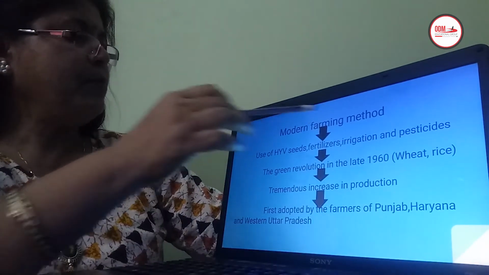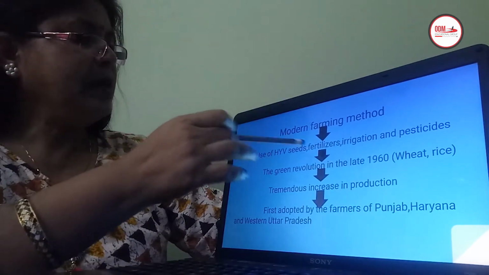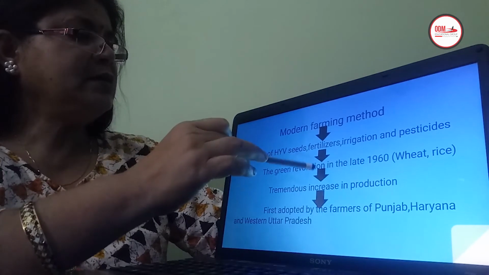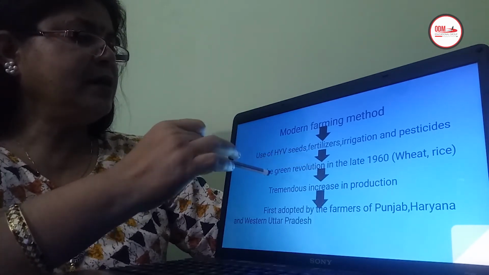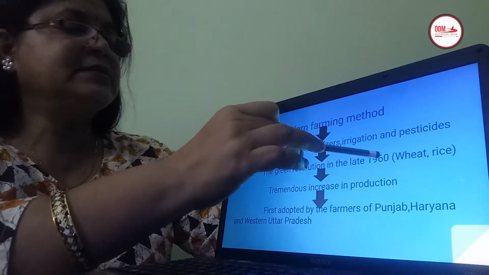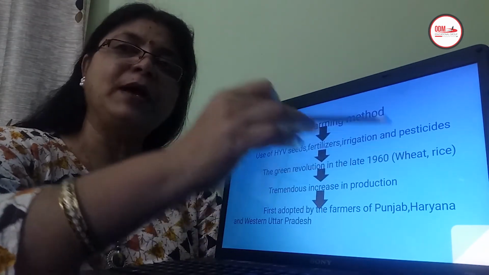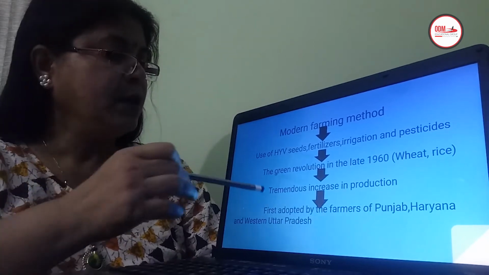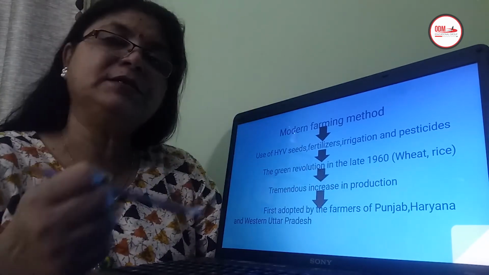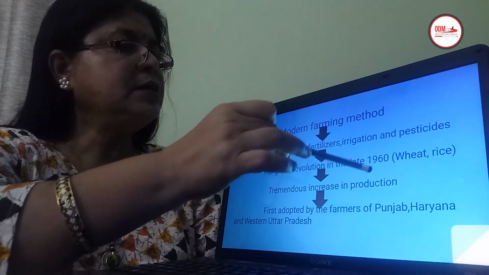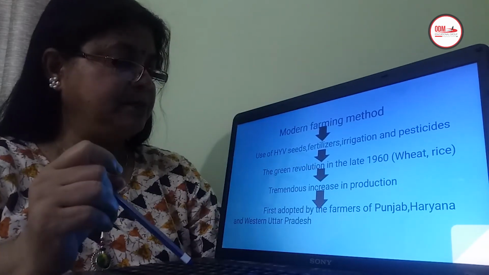Now you see the modern farming method. What does it comprise? The use of HYVs, fertilizers, irrigation and pesticides. What is the result? The result brings the Green Revolution in the late 1960s. The maximum production turned into production of wheat and rice by using the modern farming method. A tremendous increase in the production. With this Green Revolution, there is a tremendous increase in the production of wheat and rice.